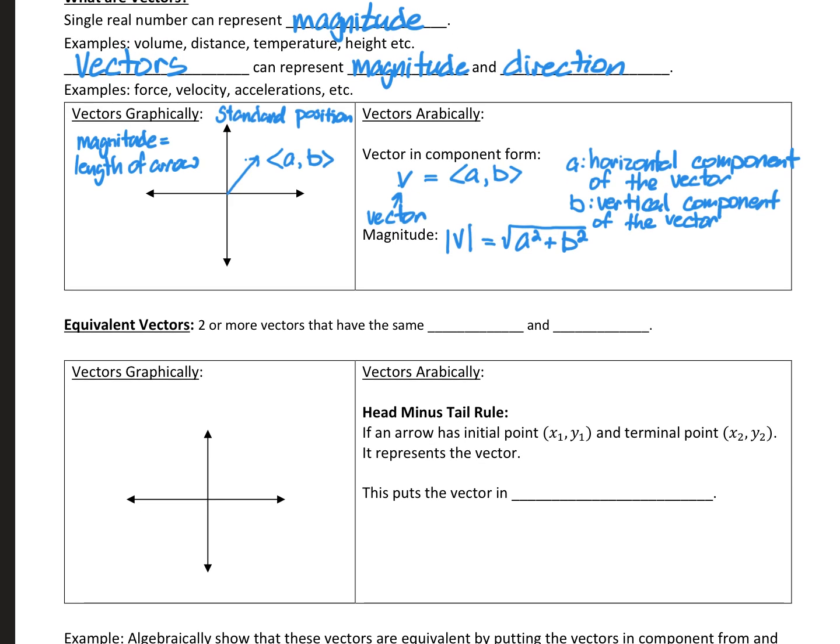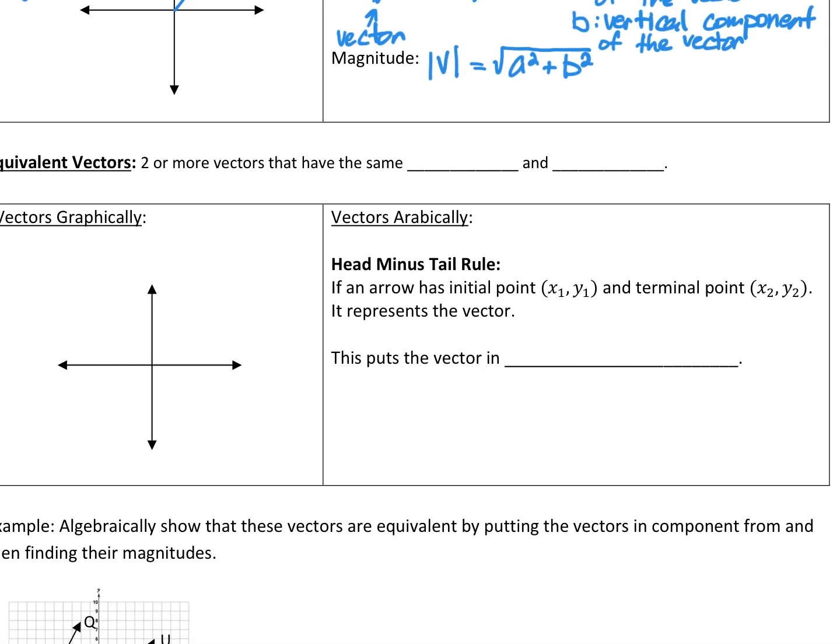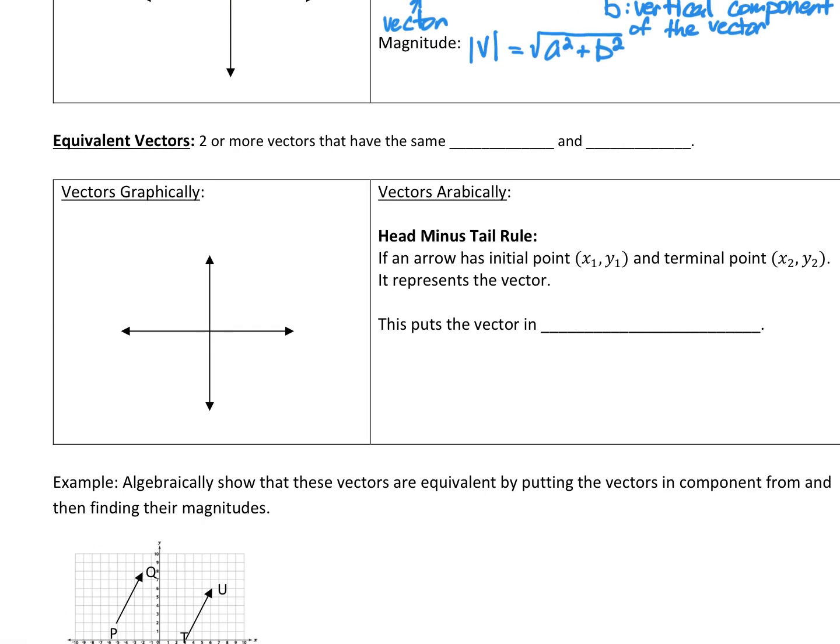So those are what vectors are in standard position and component form. Now let's look at equivalent vectors. Equivalent vectors are two or more vectors that have the same magnitude and direction. You can have a vector that's not in standard position, standard position again being where the initial point is at (0, 0). So let's just draw one over here. Here's a vector. It's not in standard position.